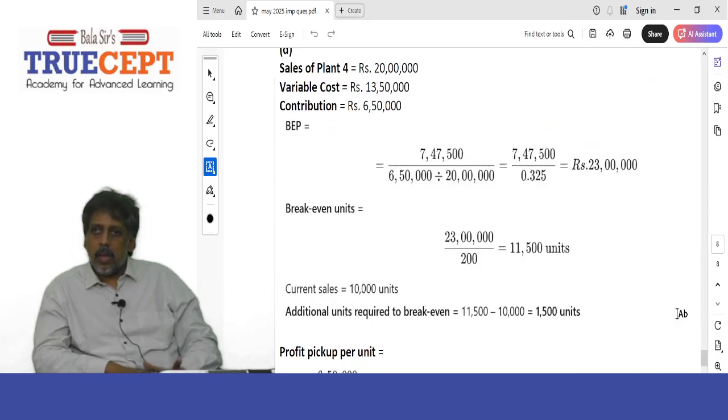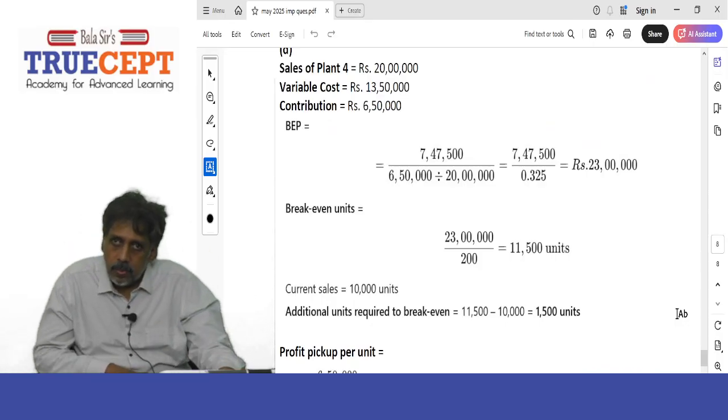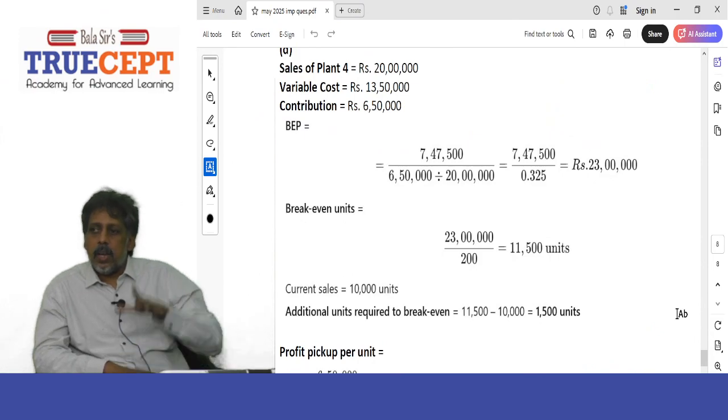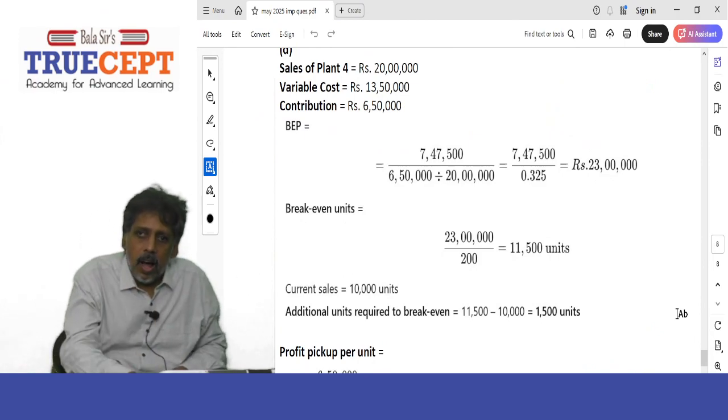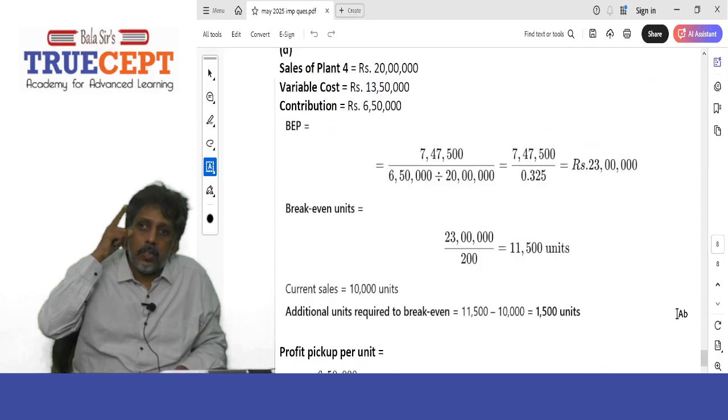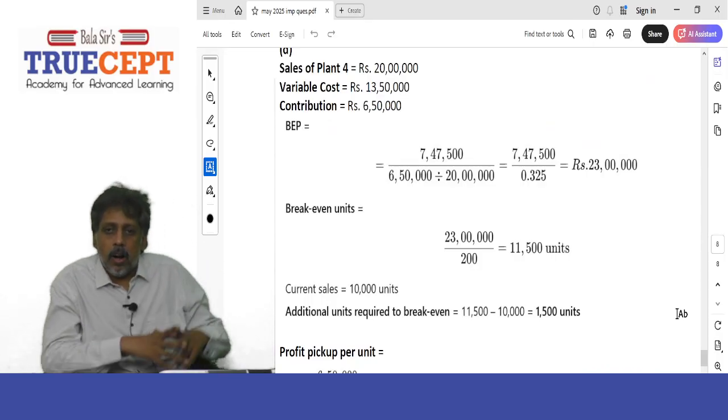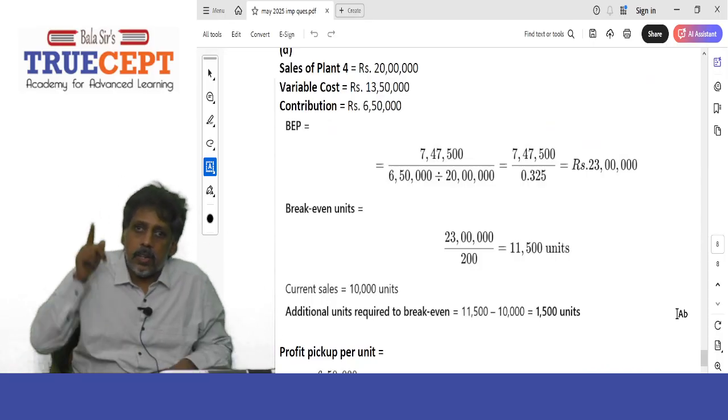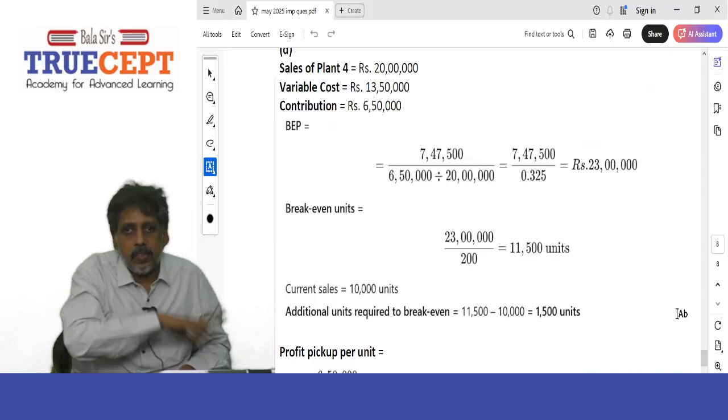You get break-even sales of 23 lakh. Divide that by the selling price 200, and you get 11,500 units. Again, same as plant 2, you can first find the break-even point in units and then the sales, if you want.